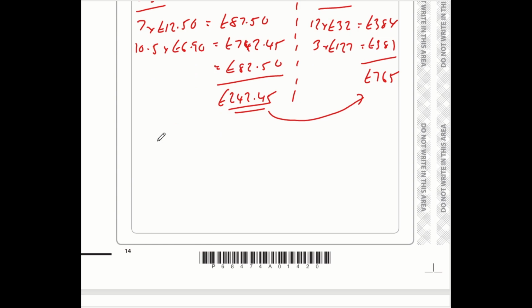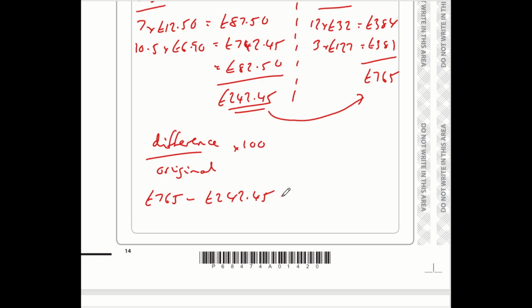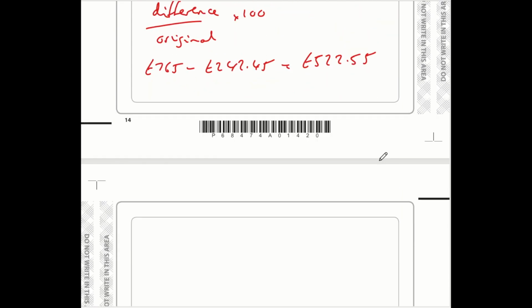and the formula for percentage change is the difference divided by the original multiplied by 100. In terms of percentage profit, you could see it as difference in the prices divided by the costs times by 100. So the difference is going to be 765 take away 242.45, and that is 522.55.